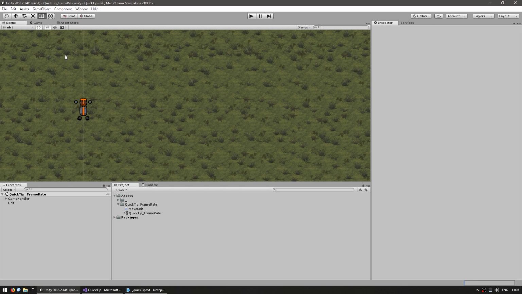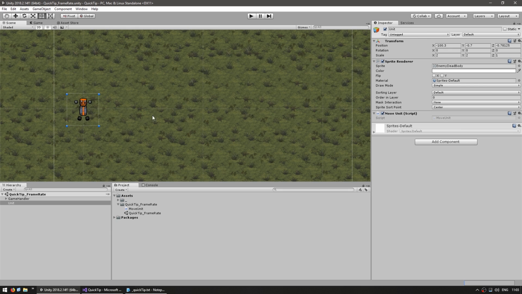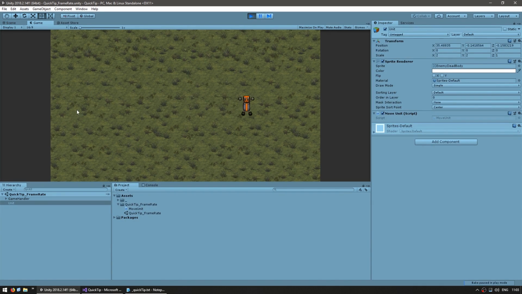To show that problem in action, here is a scene. I have a unit and I want to move it to this position. So let's run the code and see how it goes. There's the transform, and as you saw, he moved from there to there perfectly fine. He got there and he stopped. Works perfectly fine.